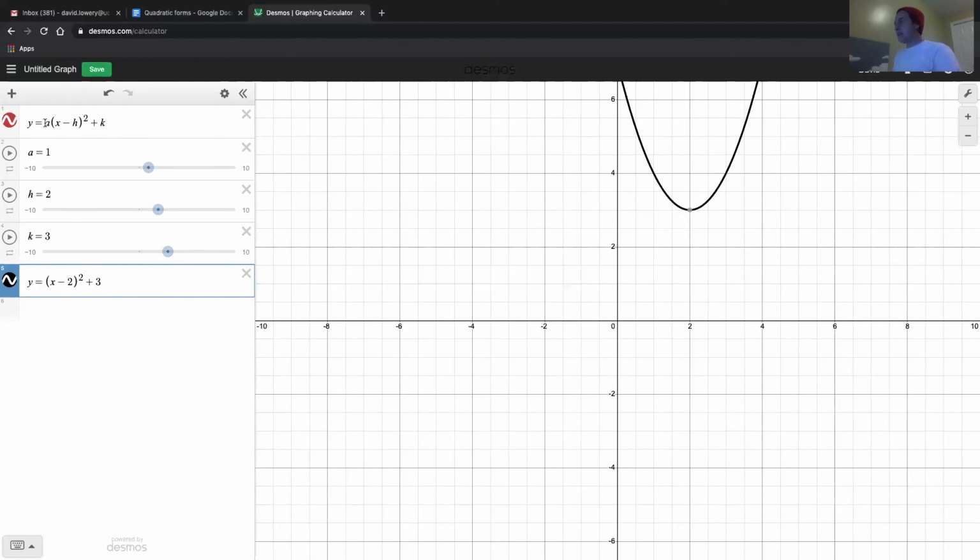Now the a is still our vertical stretch factor. So watch, the vertex won't change, but I'm going to stretch it. Okay, so the new one is the red one. The original is the black one. We can go back to 1 here. We can also turn it negative, right? And of course, that's going to flip it down. So anyway, that's kind of what's happening with that one.